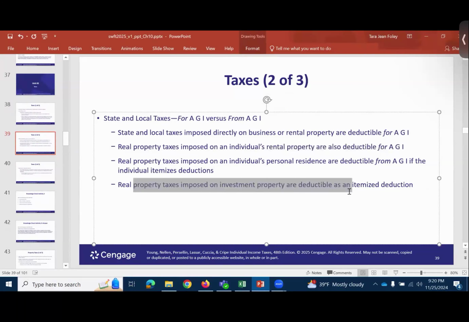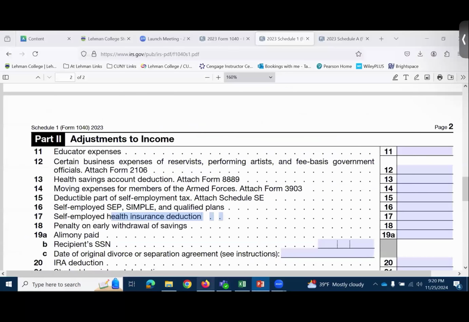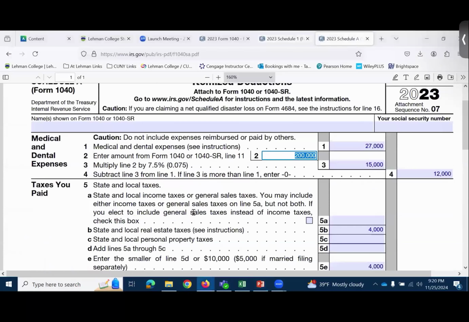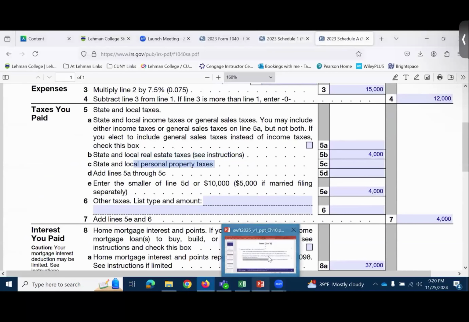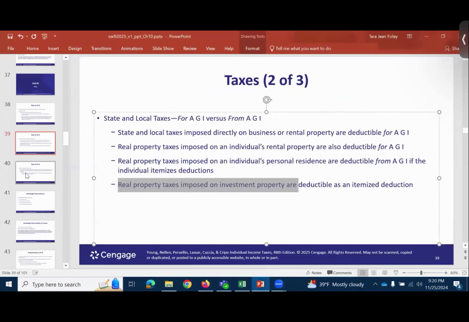Real property taxes are deducted from AGI on your Schedule A, right? These include personal residence property taxes and real estate taxes on investment property. Those are all here on your Schedule A. Real estate taxes on your house, and personal property taxes, which would be on personal property, like a car.